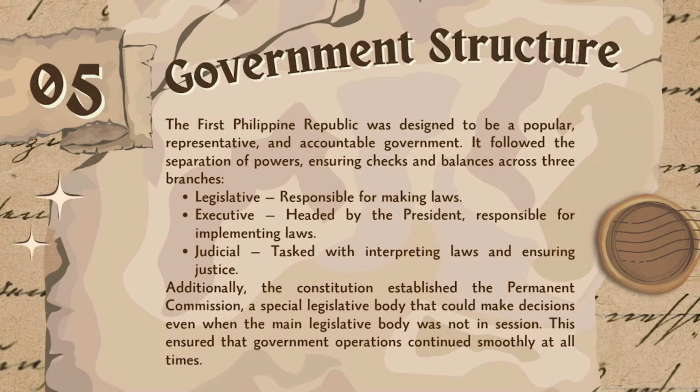The First Philippine Republic was designed to be a popular, representative, and accountable government. It followed the separation of powers, ensuring checks and balances across 3 branches. Legislative, responsible for making laws. Executive, headed by the President, responsible for implementing laws. Judicial, tasked with interpreting laws and ensuring justice.